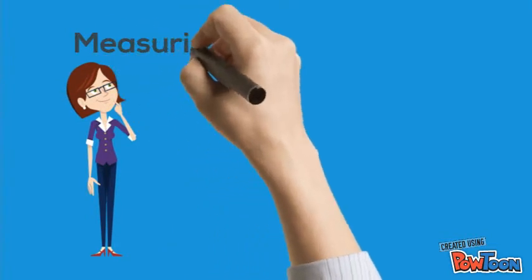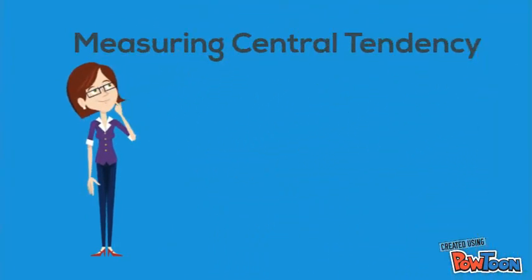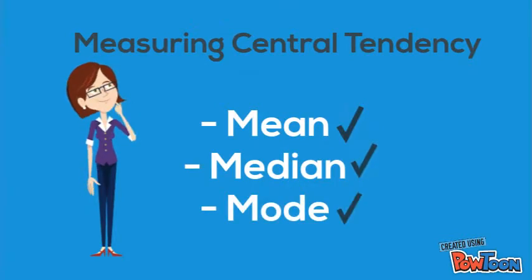So what is the meaning of measuring central tendency? It is a single value that can represent the center of a set of data. The three types of measuring central tendency are mean, median, and mode.